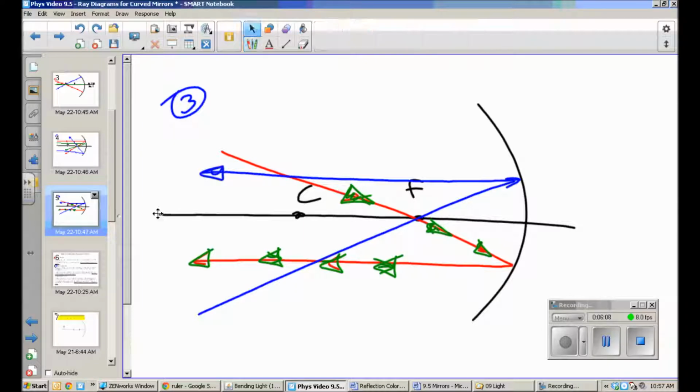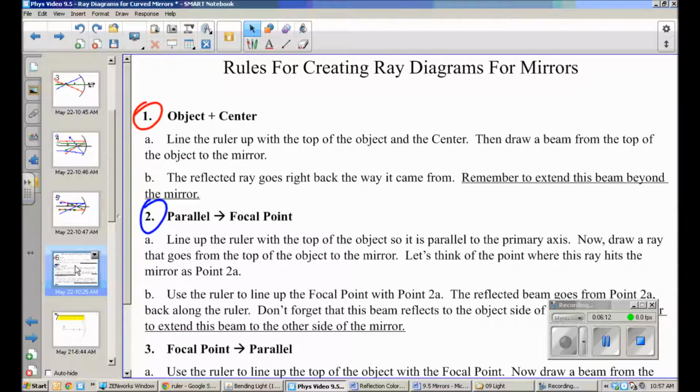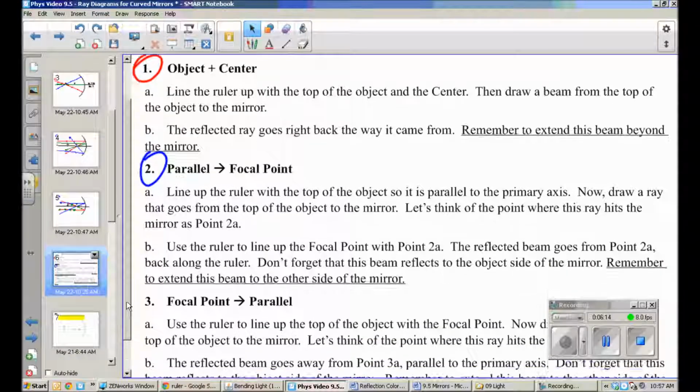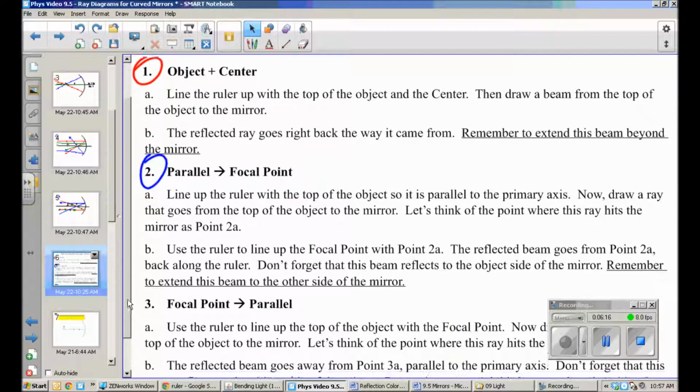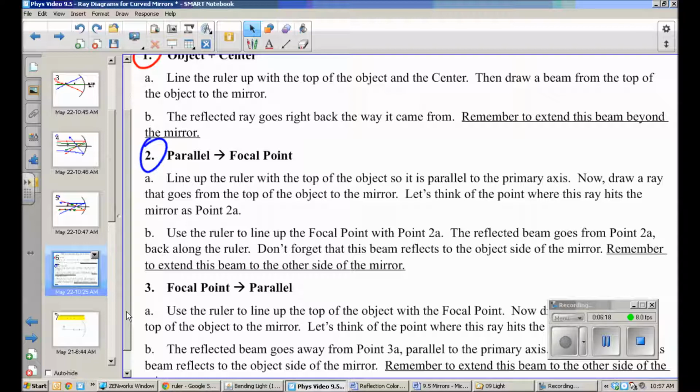So we're going to use those 3 rules to make ray diagrams. So dig out that sheet. As I go through these examples, we're going to do 3 different examples of ray diagrams, and for each one, I'm going to follow these 3 rules. I'm going to literally have a copy of this sheet in my hand. Hear that? That's me holding this sheet in my hand, and I'm going to read off of it and do exactly what it says as we go through and make the ray diagrams. So here we go.